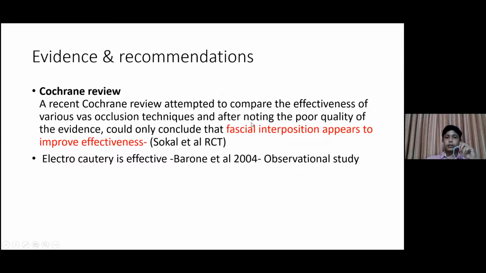So regarding evidence, even though there are different occlusion techniques, proper data are not available. Recent Cochrane reviews suggested that fascial interposition appears to improve effectiveness, based on one randomized controlled trial, and also the Barone et al. observational study suggested that electrodiathermy also seems to be effective.